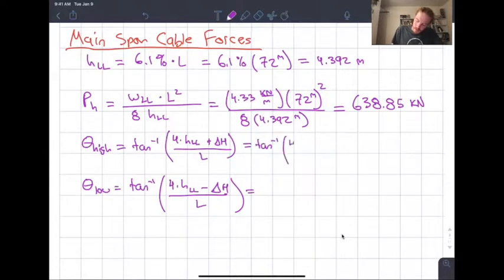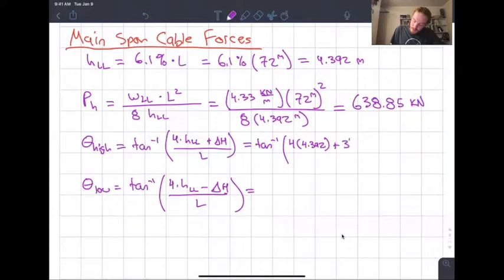We plug in the numbers, right? We just calculated this. It's 4.392 plus delta H, I said it was 3 meters, all over 72 meters. And now if we run this through the calculator, you see all the meters cancel, which is good. We get 15.94 degrees. Make sure your calculator's in the right units.